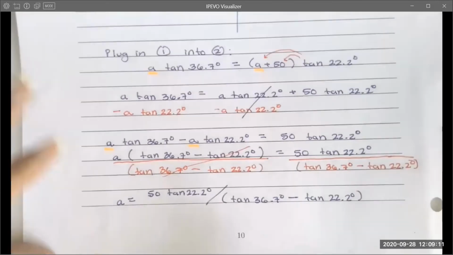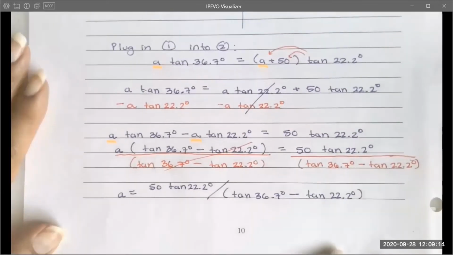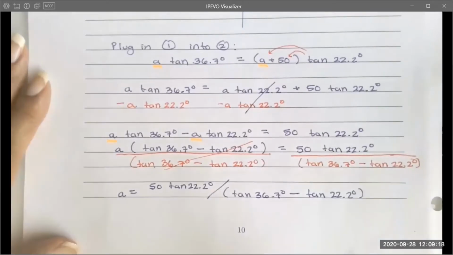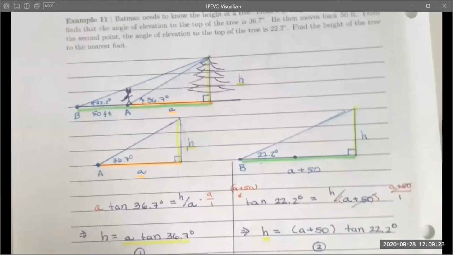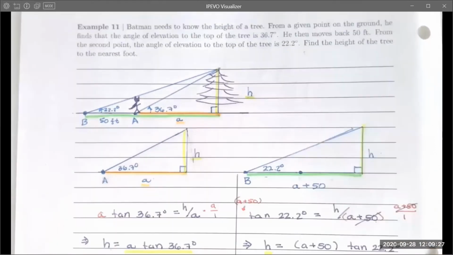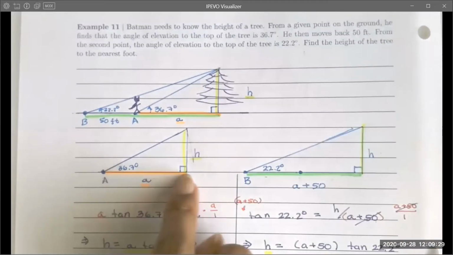But let's see. Do we want to punch into the calculator at this point? Well, what was the original goal? The original goal, if we go back up, was to find the height of the tree. A is not the height of the tree. A is this part here.